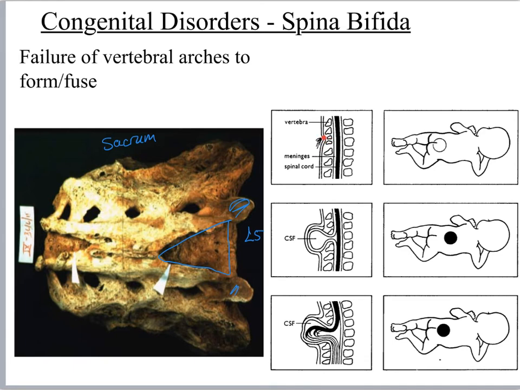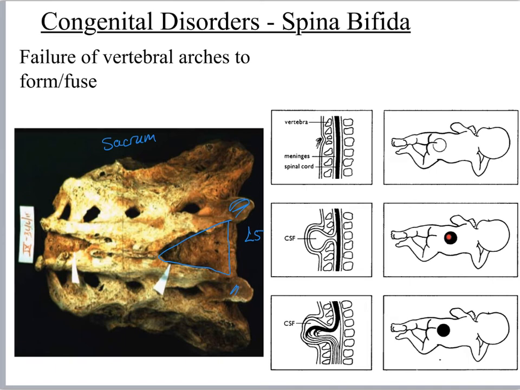Often, for some reason, they have little dimples and little bits of hair that stick out of it. But the tube is still mostly protected. This is the most common Spina Bifida. Now, more extreme, and again, it could be here, here, here, here, here. You can get Spina Bifida anywhere.